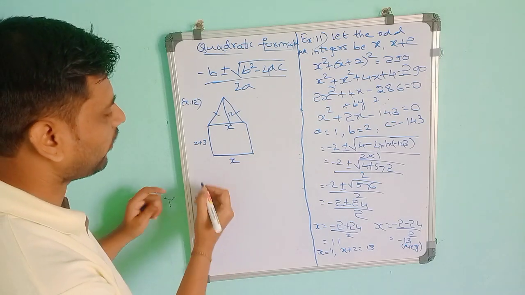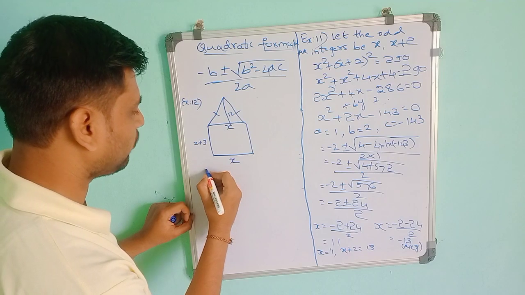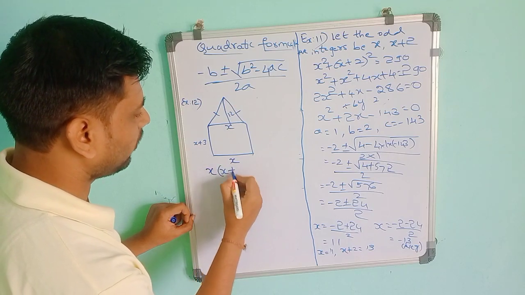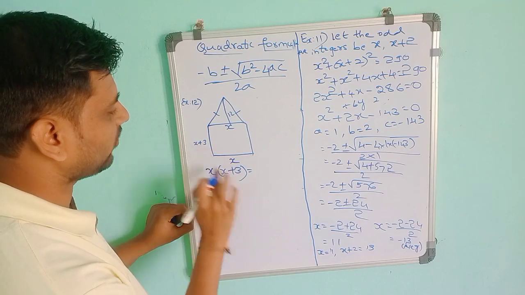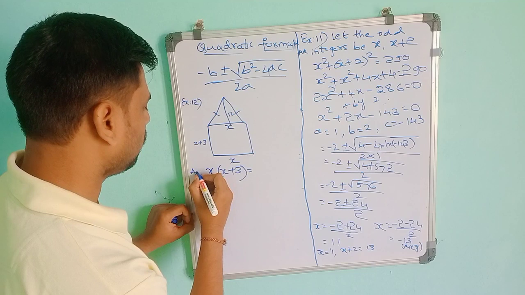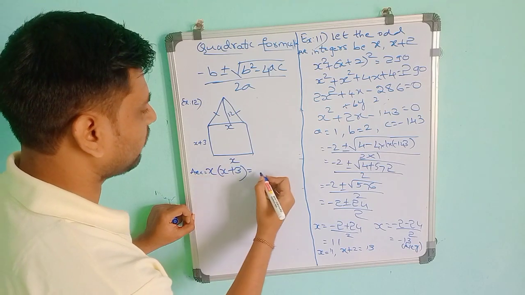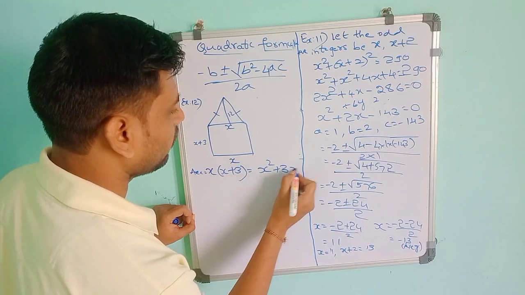First you find the area of rectangular park. Area of rectangular park is this one, x into x plus 3, because length into breadth. Length is x plus 3 and breadth is x. So area is equal to x into x plus 3. So x square plus x into 3 is 3x.